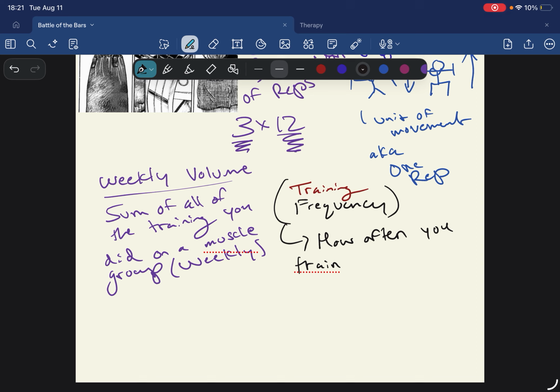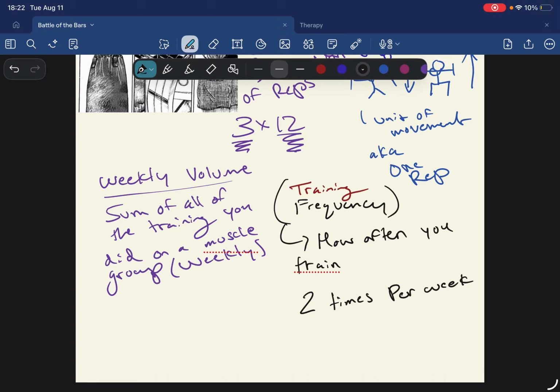Ideally, you would want to hit your muscles 2 times per week. All right, that means you hit your chest twice per week, right? You got 2 chest sessions, you got 2 back sessions. You want to make sure that you hit each muscle group at least 2 times per week.